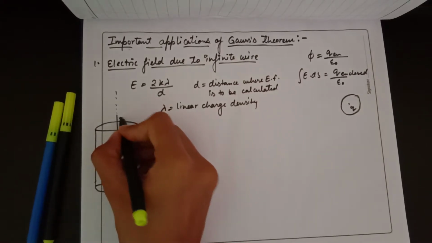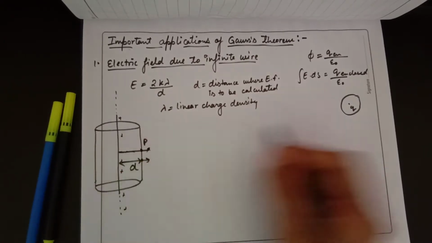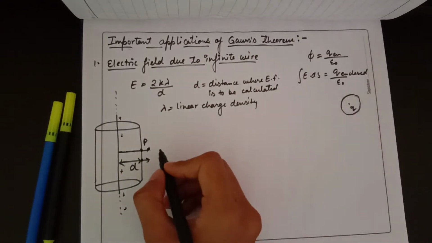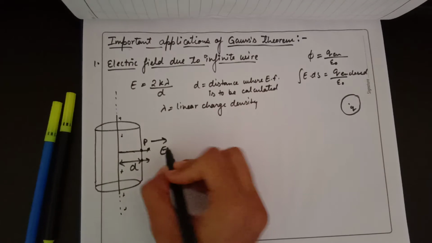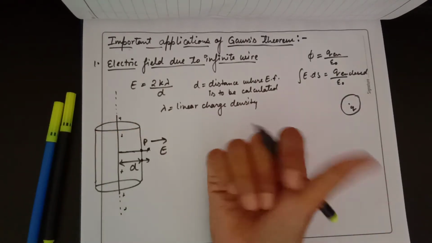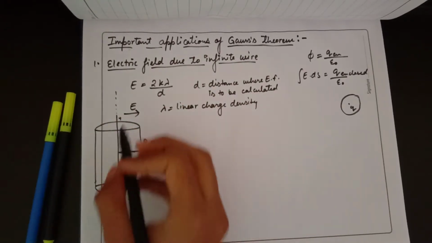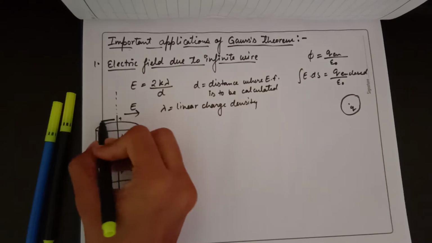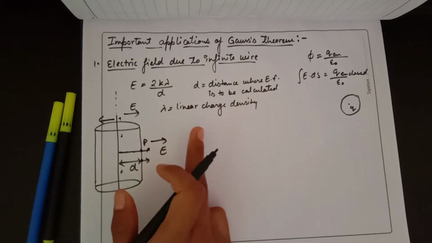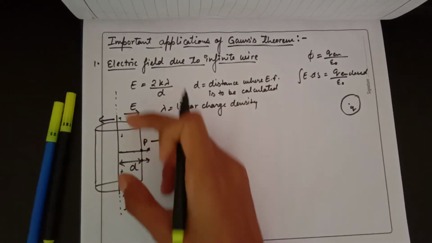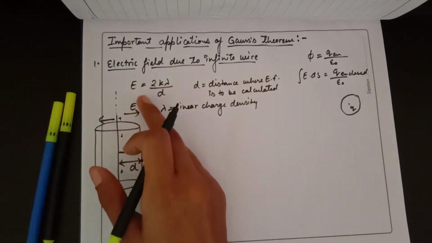If we suppose the wire is positively charged, as you know, the electric field from a positive charge is always radially outwards. So the electric field from this infinite wire will be like this. The direction of the electric field will be in this way, and here also it will be in this way. So this is the direction of the electric field, outward. And you can see in a cylinder there are three surfaces: the top surface, the bottom surface, and this curved surface.